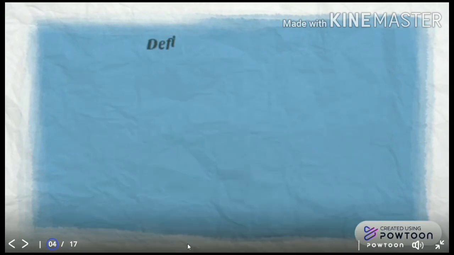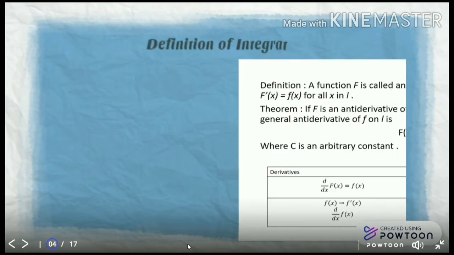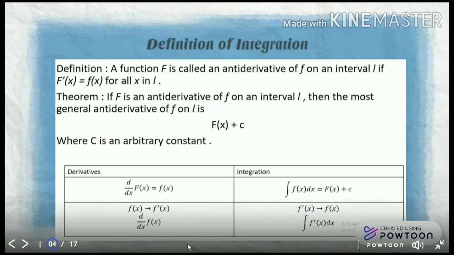So we move on to the definition of integration. A function F is called an antiderivative of f on an interval I if F prime x equals f(x) for all x in I. Based on the theorem, if F is an antiderivative of f on an interval I, then the most general antiderivative of f on I is F(x) plus C.